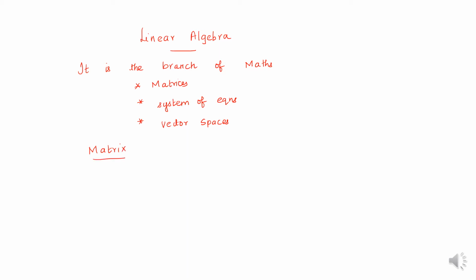Okay, first of all, what is matrix? A set of m n numbers arranged in the form of a rectangular array is known as a matrix.